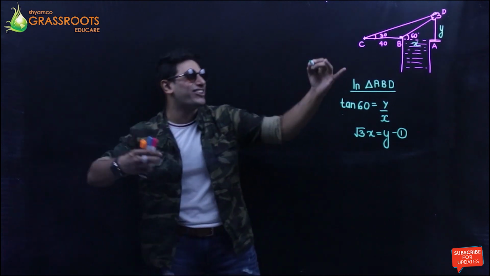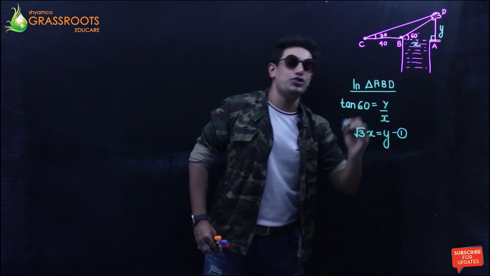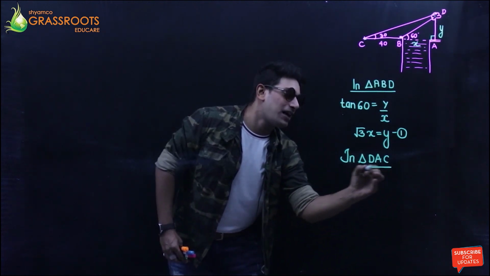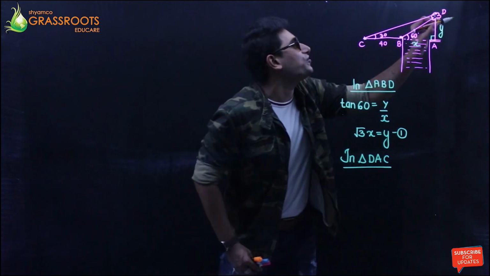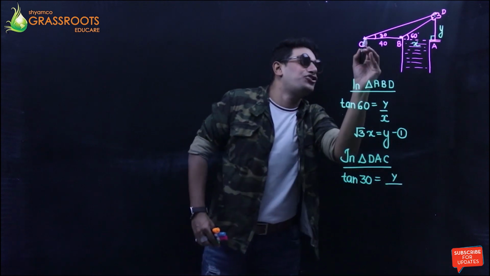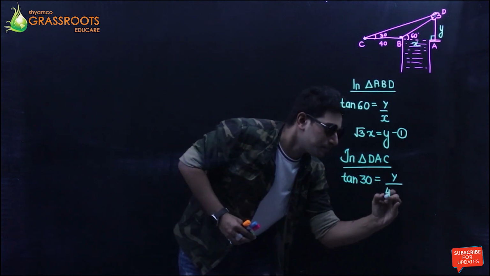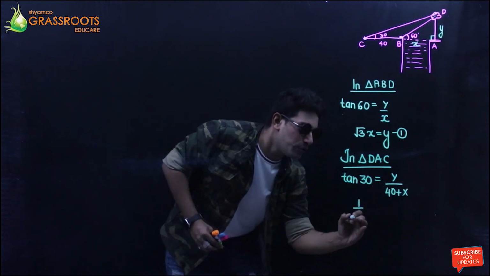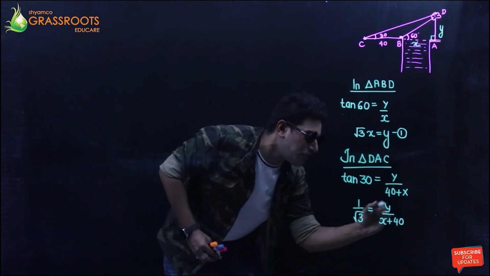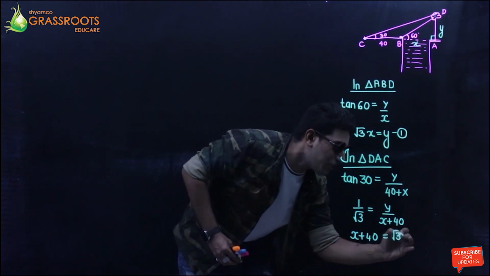Take the bigger triangle. In triangle DAC, obviously assuming it to be 90 degrees, tan 30 is opposite upon adjacent. Adjacent is the complete thing, which is x plus 40. Tan 30, the value is 1 by root 3. It is y upon x plus 40. Cross multiply. You get x plus 40 is equal to root 3 into y.